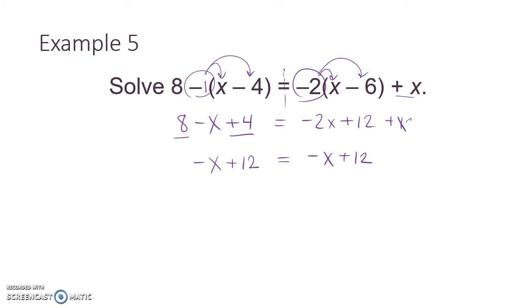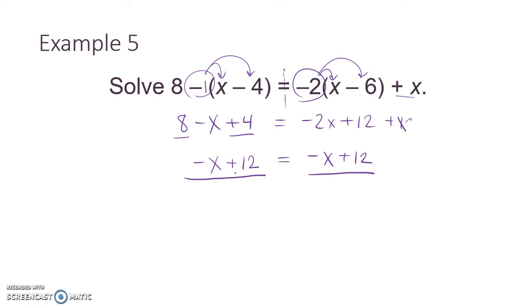So you will notice that we have the same expression on both sides. We have negative x plus 12 equals negative x plus 12. That means no matter what value we put in here, it is going to end up being true. We could put a 1 or a 2 or a 10 or a 5,000 or a 15 million. It doesn't matter what we put in here. It's always going to be true.